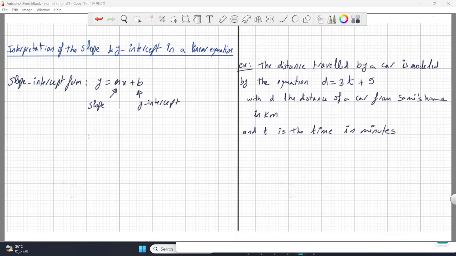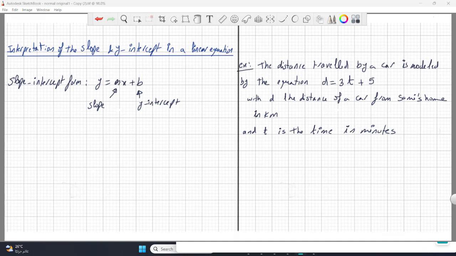Hi, we're going to talk about the interpretation of the slope and the y-intercept in any linear equation. You know that a linear equation in slope-intercept form is y = mx + b. How are you sure it's a linear equation? We have a relation between two variables of the first degree. So m is always the slope, b is the y-intercept. Slope in French is called coefficient directeur.